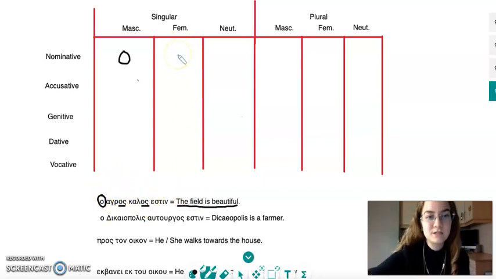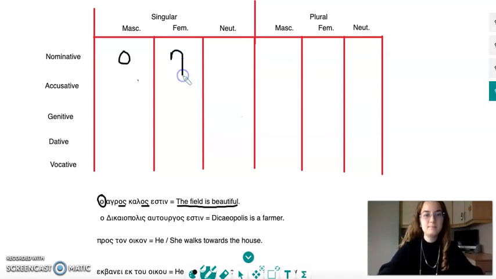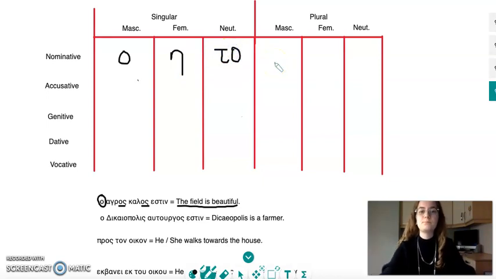Now the article will change depending on its gender. So in the feminine nominative, this would be "hē," like this. For the neuter, this would be "to." So for example, "to dendron" is "the tree."